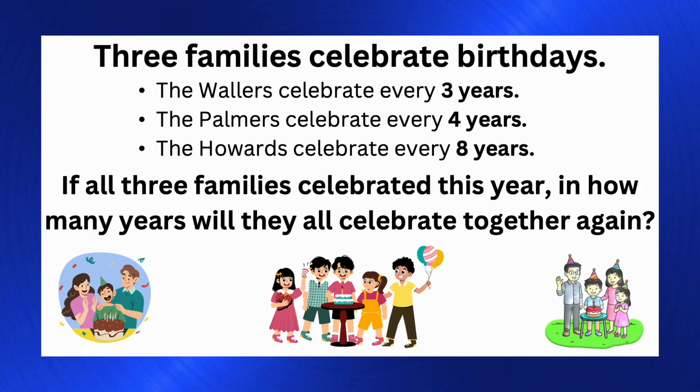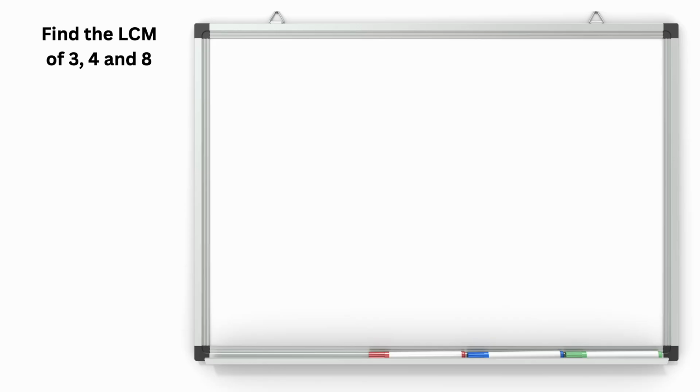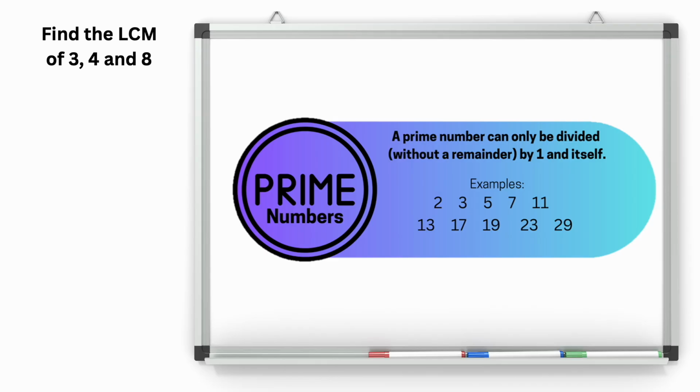So let's get started. We're going to find the least common multiple of 3, 4, and 8. In order to do that, we're going to use the ladder method. In order to use the ladder method, we have to be able to divide by prime numbers. A prime number can only be divided without a remainder by 1 and itself. And here we have our first 10 prime numbers.